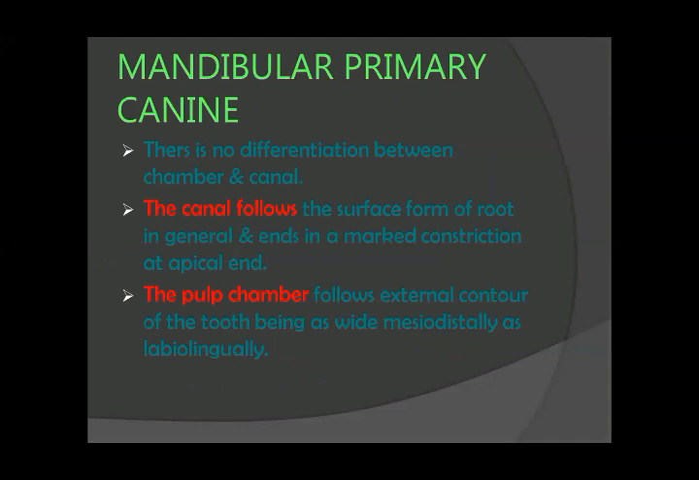Mandibular primary canine: there is no differentiation between chamber and canal. The canal follows the surface form of the root in general and ends in a marked constriction at the apical end. The pulp chamber follows the external contour of the tooth, being as wide mesiodistally as labiolingually.